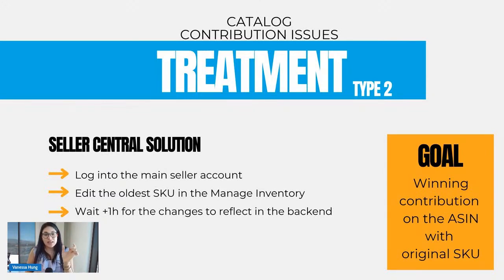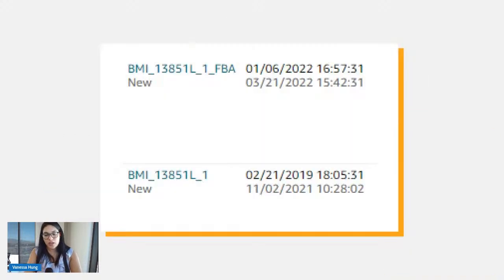Logging in there, right, and use the oldest SKU, or the original SKU, in the managed inventory. So something like this. If you see here, I have two SKUs. The first one that I created in 2019, right? That's when I created the product on Amazon. And then one that I created in 2022 just to send inventory to FBA. Okay? So when I log in to my main seller account, the one that is connected to a trademark, I will make changes in the ASIN, in the SKU that is the original.